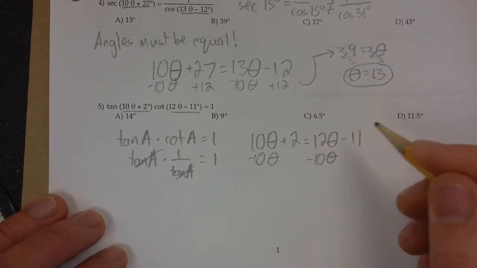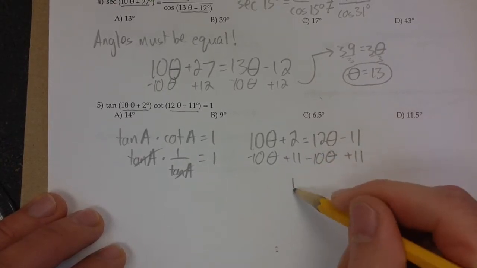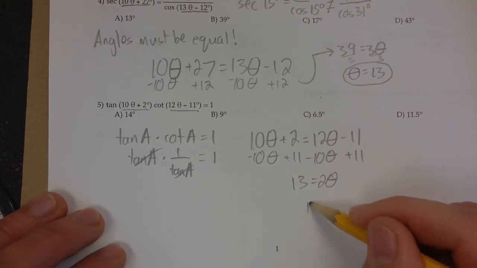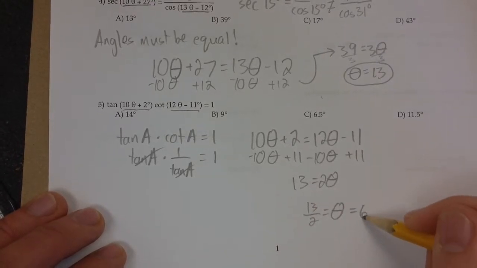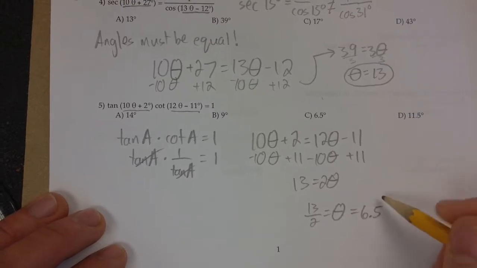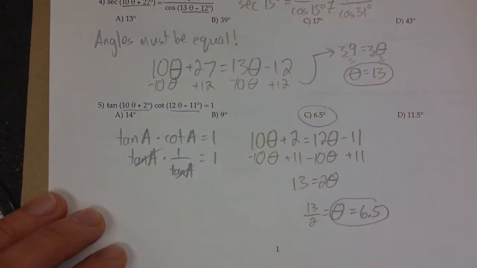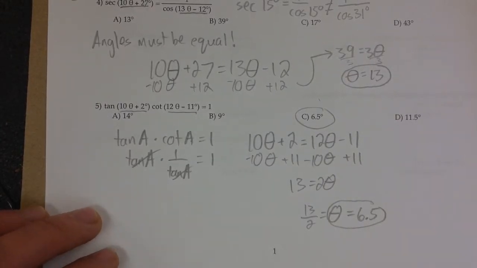And you get 13 equals 2 theta. Divide both sides by 2. And this is the number 6.5. Okay, any questions on 4 or 5? Remember, I have you in pairs so you can help each other. Please do so.